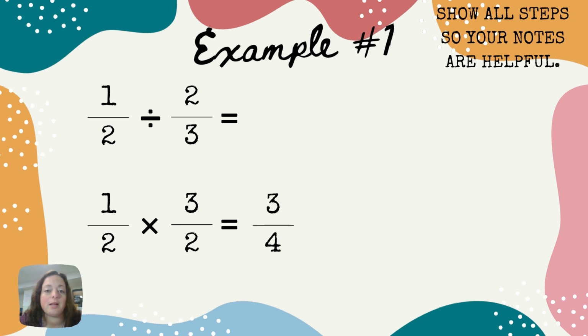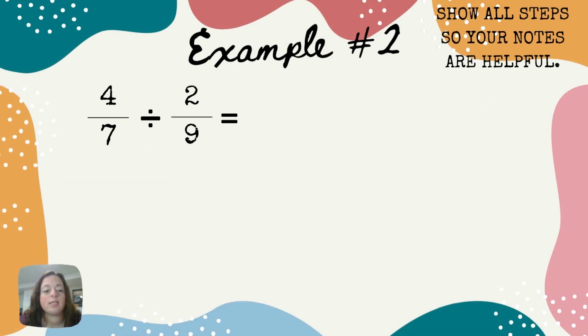And we know that to multiply fractions, we just multiply straight across. 1 times 3 is 3, and 2 times 2 is 4. So 1/2 times 3/2 is 3/4. This also means that 1/2 divided by 2/3 equals 3/4. That means that 3/4 of 2/3 will fit into 1/2. That's a lot of fractions.